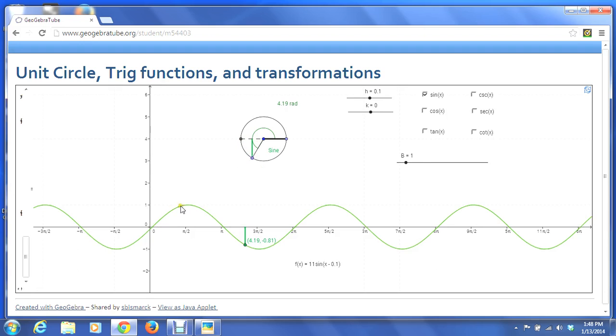So this graph is a visual display of when I put an input of an angle in radians, it's telling me what is the height of the green side of this triangle along the unit circle. Or in other words, it's giving me an output of the sine of that angle. Let's move the angle back to 0 again.